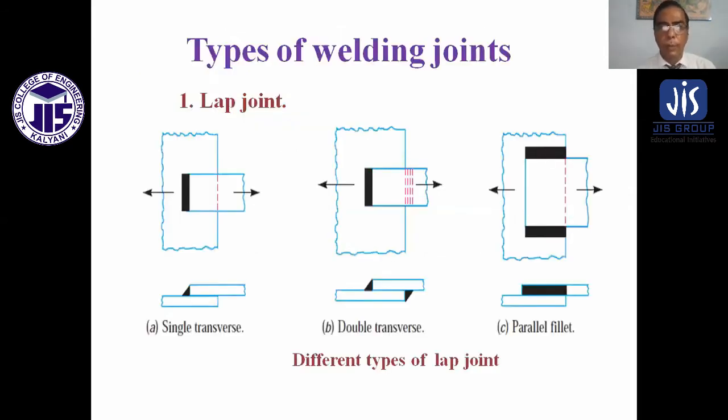Types of welding joints, that is lap joints. There are three types of lap joints. A is single transverse, where the welding is done on the top of the plate. B is double transverse, where both sides are welded. And C is parallel fillet. So, different types of lap joints.